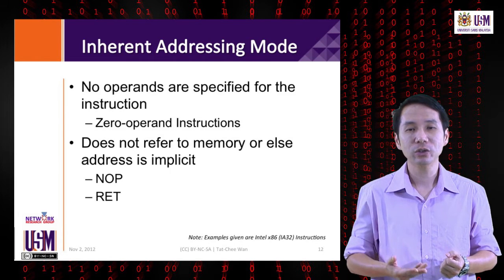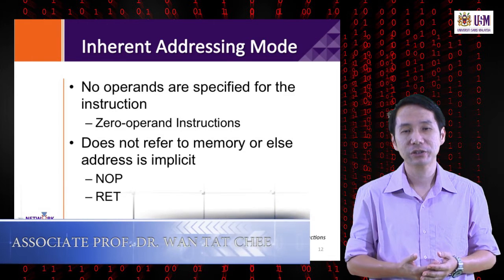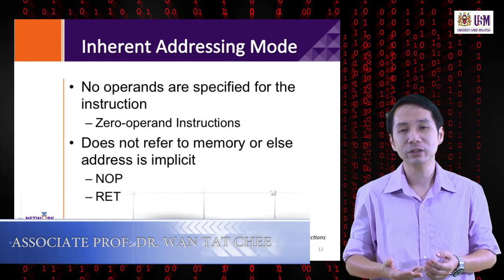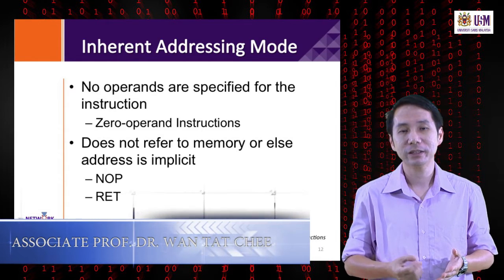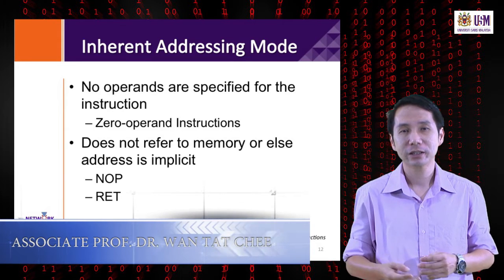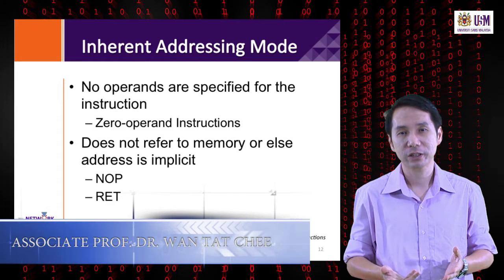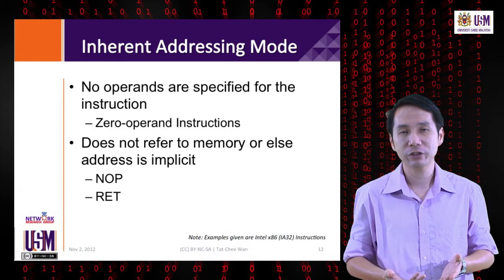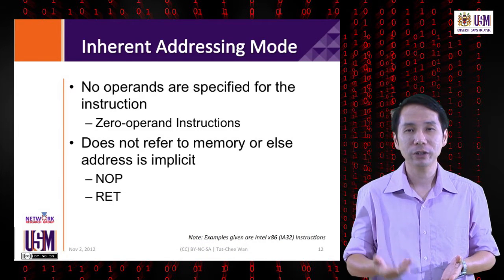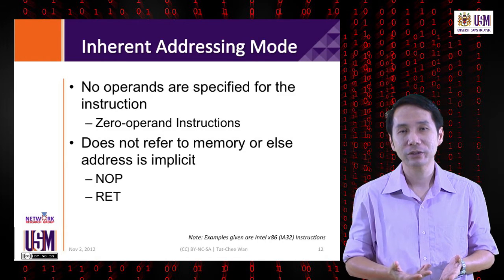In this mode, there are no operands specified for the instructions, otherwise known as zero operand instructions. This does not need to refer to memory, or else the addressing is implicit. An example of this is a no op instruction, which does not change the state of any of the registers in the microcontroller or microprocessor. And then there's the return instruction, which returns execution to the routine which called a subroutine. This instruction uses an implicit address stored in the stack or in a link register.